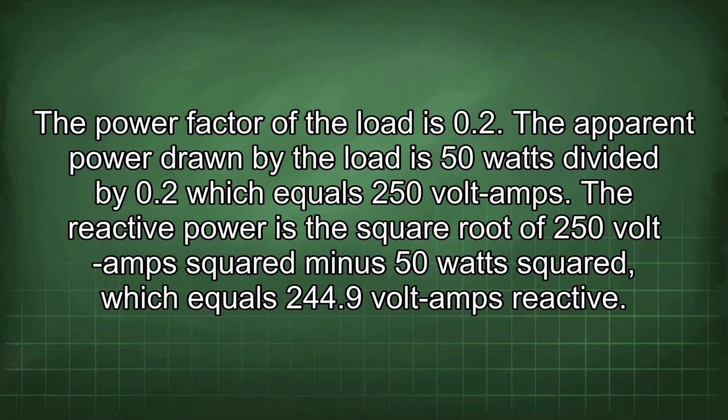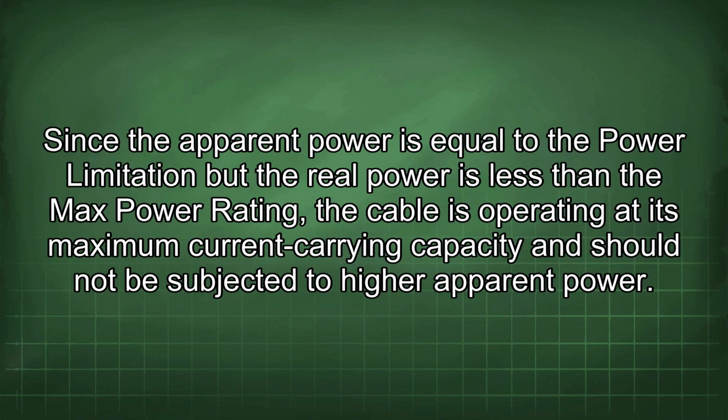The reactive power is the square root of 250 volt-amps squared minus 50 watts squared, which equals 244.9 volt-amps reactive. Since the apparent power is equal to the power limitation, but the real power is less than the max power rating, the cable is operating at its maximum current carrying capacity and should not be subjected to higher apparent power.